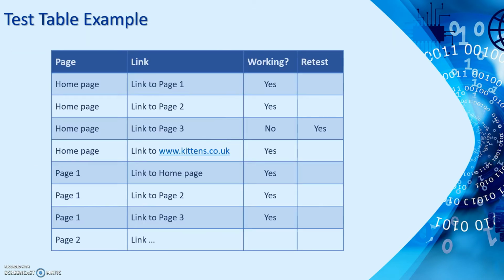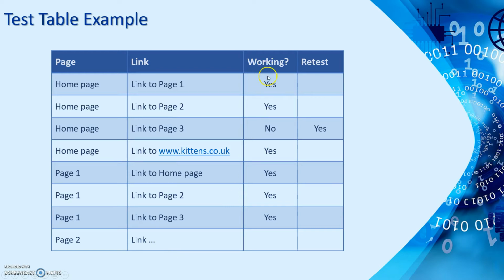Okay, and this is what the test table could look like. So here we've got a home page, and it's got an internal link to page 1. It's also linking to page 2 and page 3, and also from the home page we've got an external link here. Okay, that's my favourite website. And then page 1 links back to the home page, and page 1 also links to page 2, and page 1 also links to page 3, and then page 2 links to, and that's kind of like etc. It's called an ellipsis, and it means that there's other information that I can't be bothered putting in, okay, because otherwise it'd be too big.